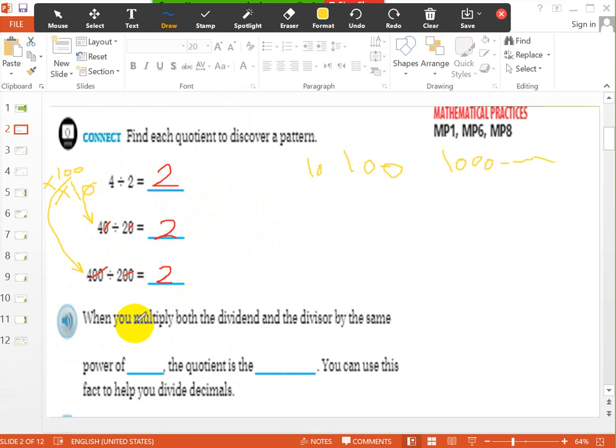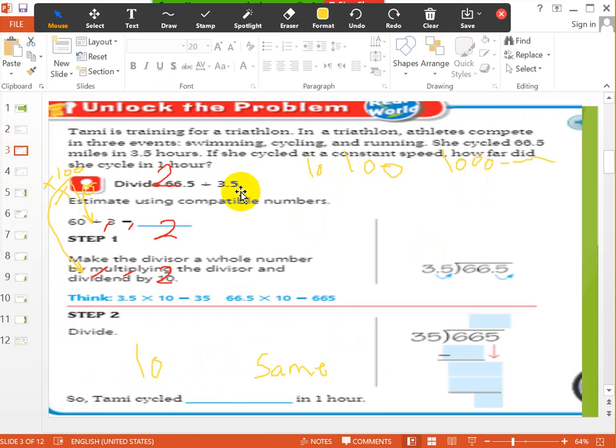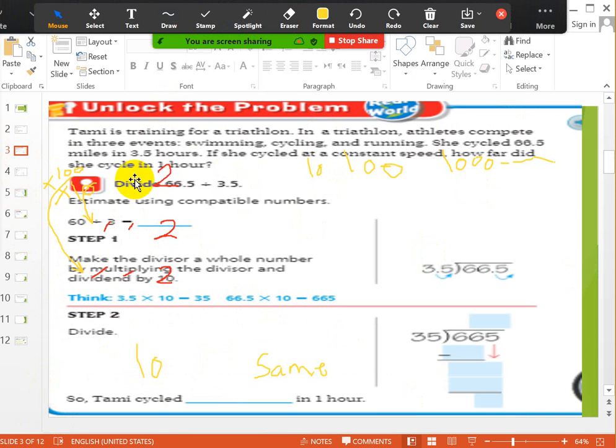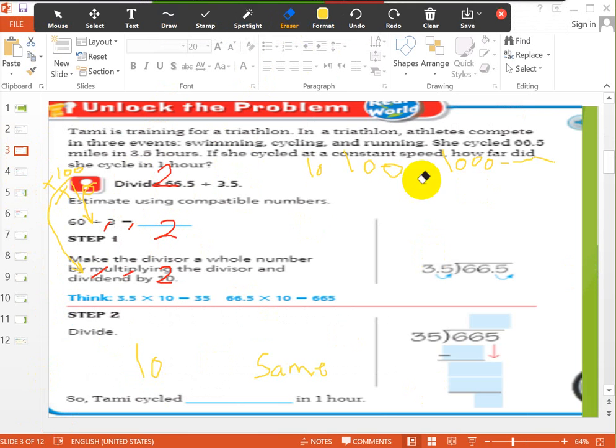Okay? So when you multiply both the dividend and the divisor by the same power of 10, the quotient is the same, right? Is the same. So I will use this property in our lesson, okay? Let's move to the first example on page 55. Okay.